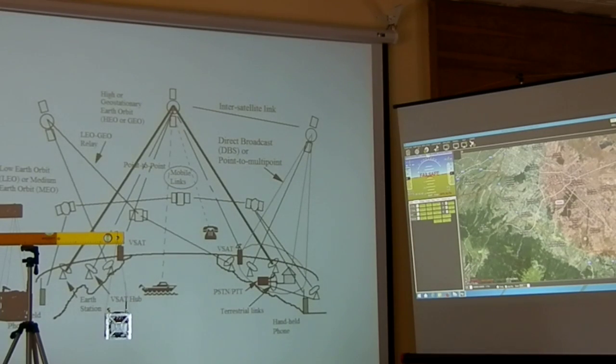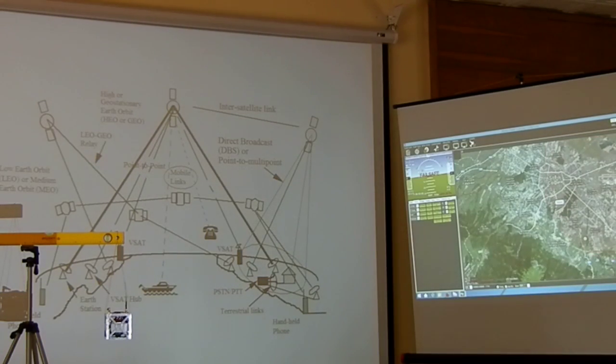And which is very important, these communications are not connected with the infrastructure on the Earth. They are repeaters in space and you can communicate anywhere on the Earth, in the desert, in the jungle, and when there is no other type of communication.